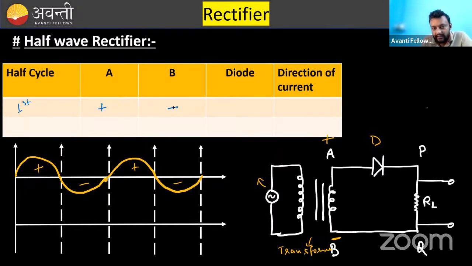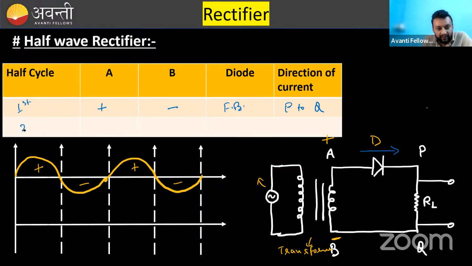A is positive, B is negative. Then the diode is what? Forward biased. If the diode is forward biased, then current will pass through it from P to N region. Then current will pass from P to Q. That means in the first half cycle, there is a current in the direction P to Q.